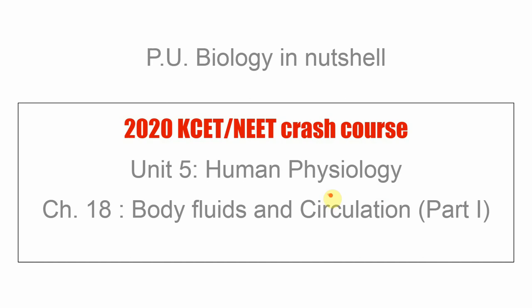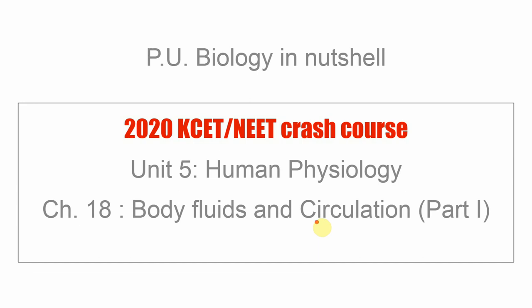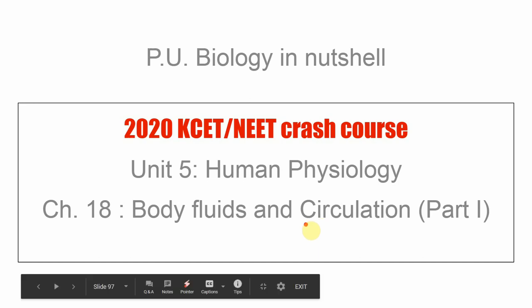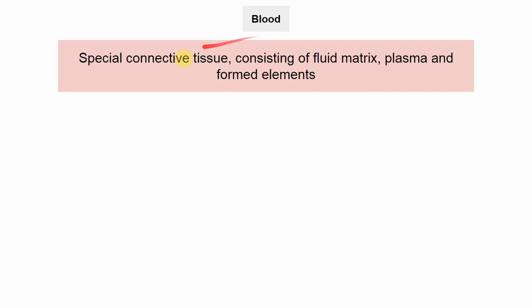And in this particular discussion, we will be mainly looking into a completely new chapter, that is body fluids and circulation. Again, a small part of this particular chapter. So let's get started. So blood. Blood is mainly a special connective tissue which is made up of a fluid matrix, and it also contains the plasma, that is the fluid part of the blood, and also you find the formed elements, in the sense mainly the cellular components of the blood.